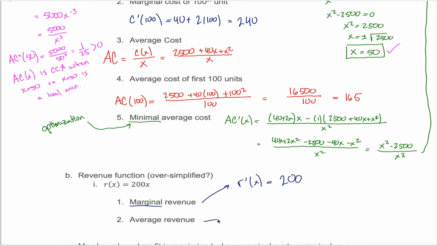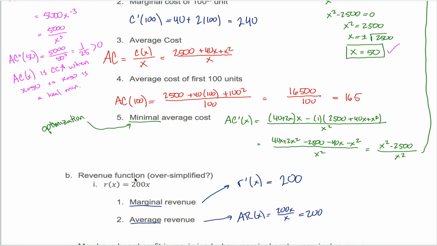What about average revenue? Well, average revenue, just like average cost, is total revenue divided by the number that I sell. So I'll take my total revenue, my 200x, and I'll divide that by the number that I sell, x in this case. 200x over x is just equal to 200. My average revenue is just 200. Yeah, it doesn't matter how many you sell. If you're making 200 for each, the average amount that you make is always going to be equal to 200.